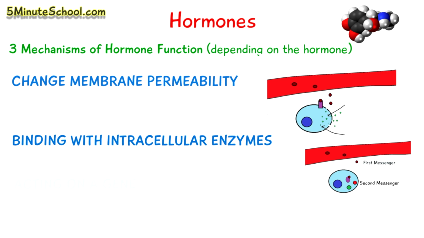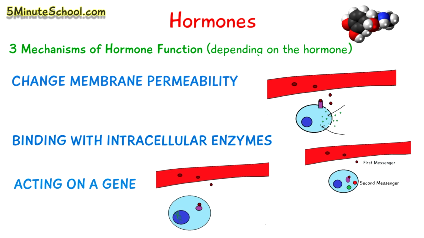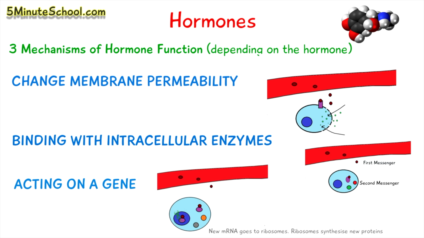The third way is by acting on a gene, and this is how steroid and thyroid hormones work. They enter the cell, bind to a receptor, forming the hormone receptor complex, and then the complex binds with DNA, which increases the transcription of mRNA. So mRNA moves out of the nucleus of the cell and goes to the ribosomes and activates them. We then have the production of specific proteins because of this, all initially caused by the hormone.